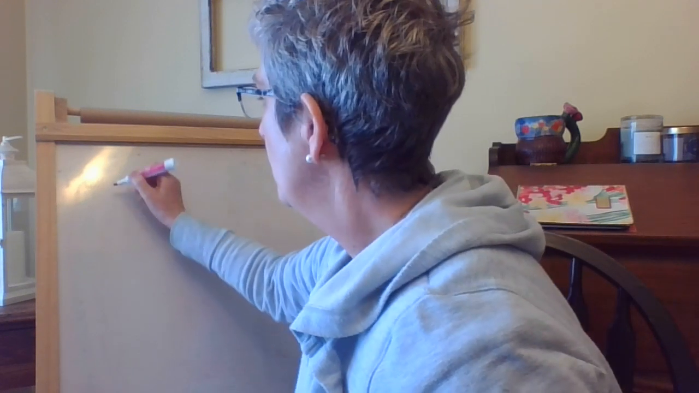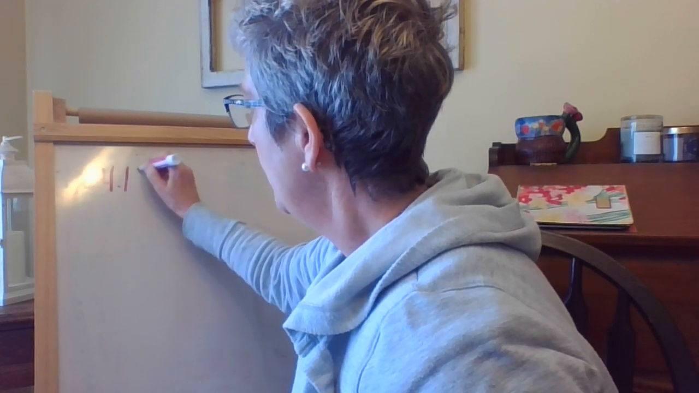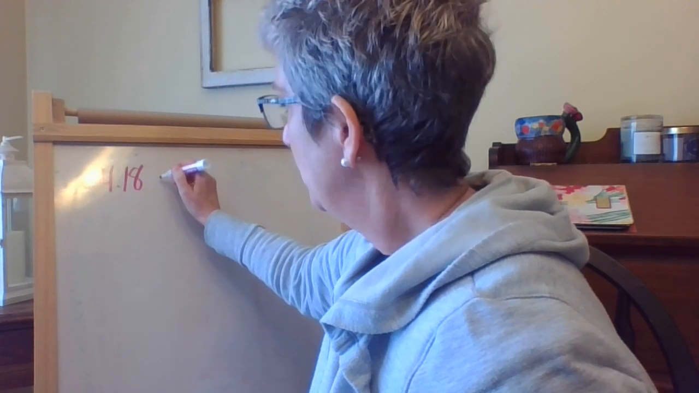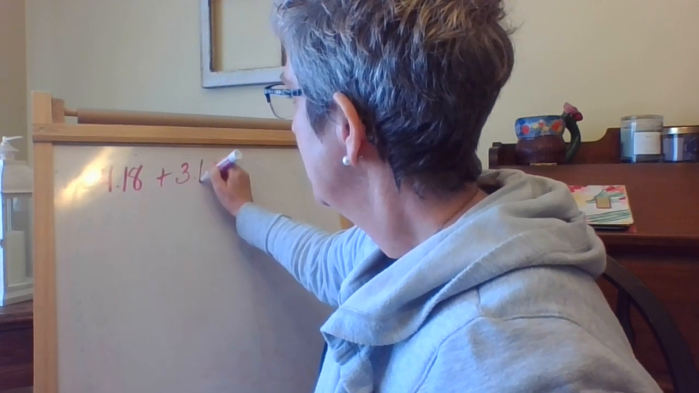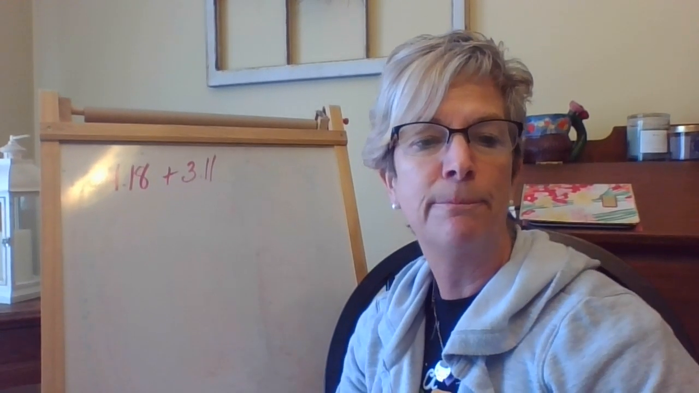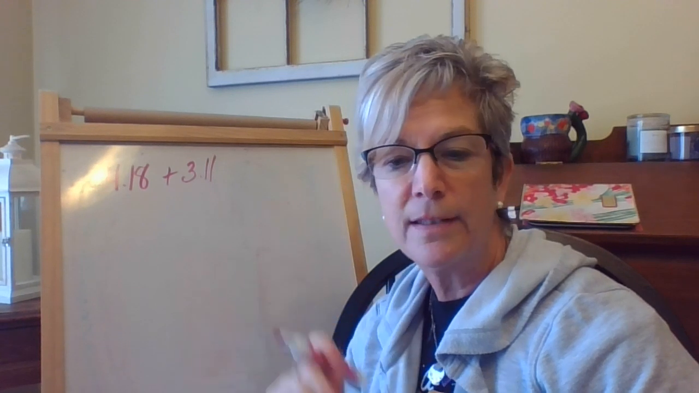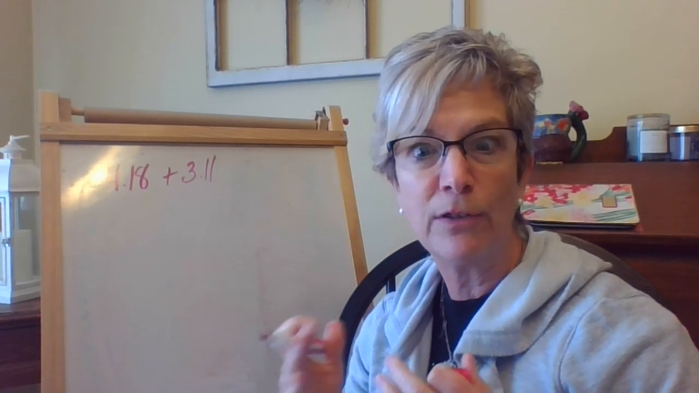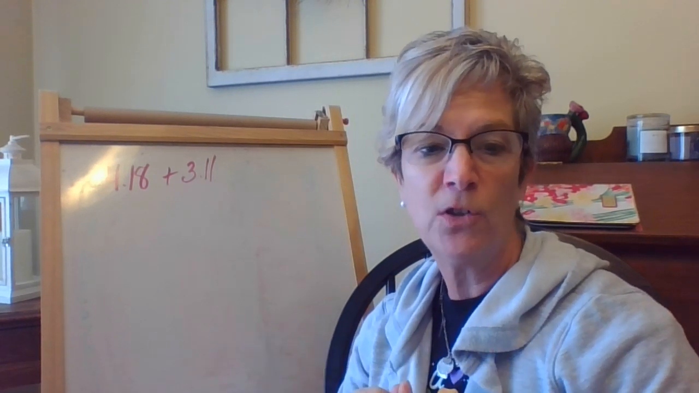So if I have 4.18 plus 3 and 11 tenths, I've got to figure out how I can do that. There's a glare there because I'm in my dining room and you can see the sun is shining, thankfully, but there's still a glare.